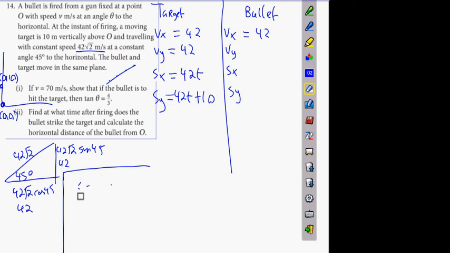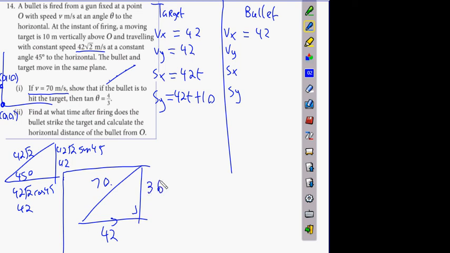So, how fast is the bullet actually going? It tells us it's 70, doesn't it? So, that makes that 70. We know that it has to go 42, right? Will somebody do Pythagoras for me? Figure out the other side. So 70 squared minus 42 squared, square root the answer. 56. Huh? 56.